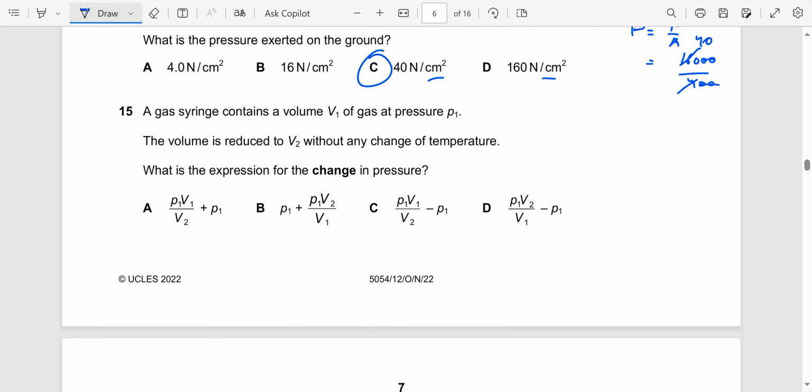A gas syringe contains a volume V1 of a gas at a pressure P1. The volume is reduced to V2 without any change in temperature. What is the expression for the change in pressure? So the first thing that we need to do is P1V1 is equal to P2V2. For the new pressure, it is going to be P1 times V1 over V2. But since it's asking for the change in pressure, this is the new pressure minus the old pressure, so this is going to be this.